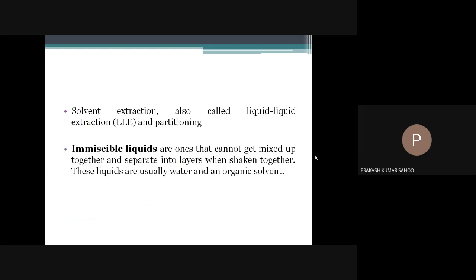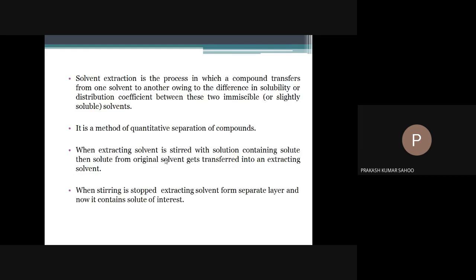So solvent extraction is also called liquid extraction and partitioning. Immiscible liquids are ones that cannot get mixed together, and due to difference in their densities they form two separate layers, right? If we mix water with an organic solvent like benzene, ether, hexane, these are the organic solvents. If I mix an inorganic solvent like water with an organic solvent like benzene, then what happens? Due to difference in density, we have two layers. Just see this one.